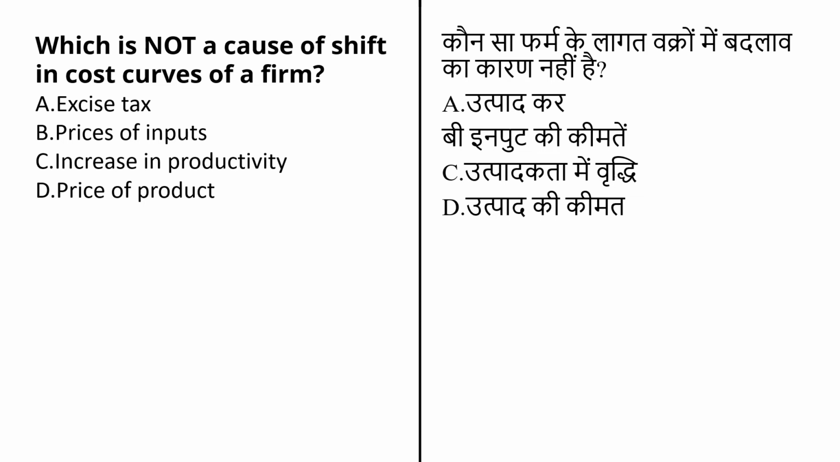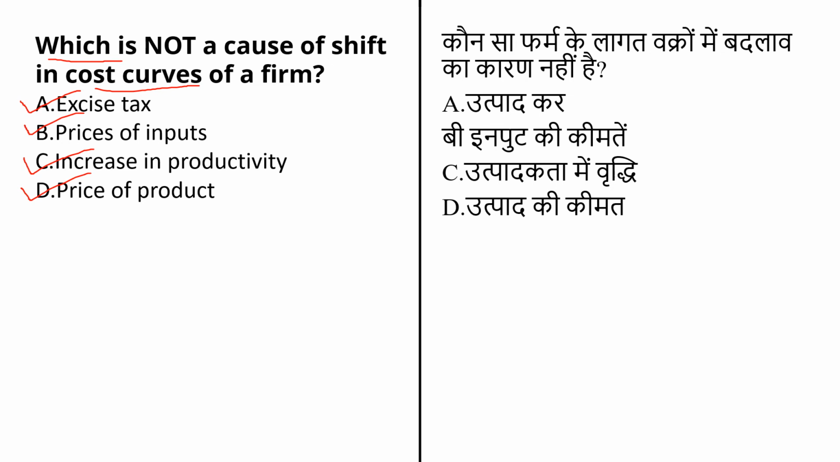The next question here is: which is not the cause of a shift in a cost curve of the firm, and the options given are excise tax. Second option is price of input. Third option is increase in productivity, and last option is price of product. Price of the product is not a cause of a shift in the cost curve of the firm.